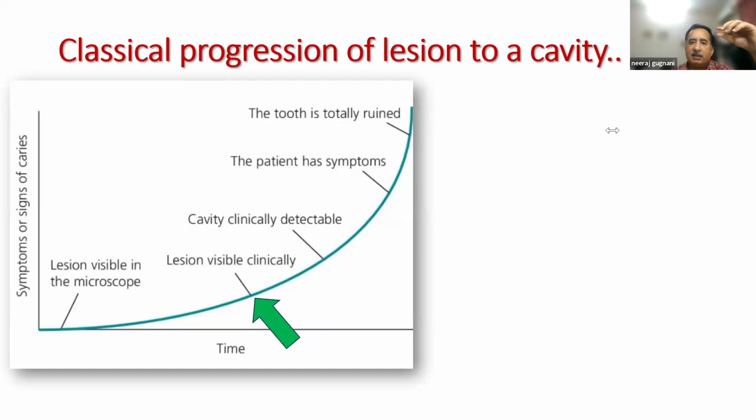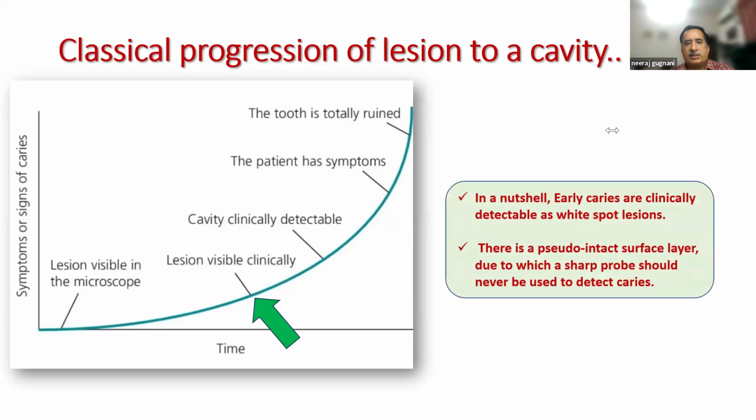So a clinically detectable cavity comes much after the lesion is clinically visible. The lesion is visible as a white spot lesion, maybe on the occlusal surface or maybe on the facial surface. And on the proximal surface, if you take an X-ray and find radiolucency, you need to check whether it is cavitated or not, because there are lesions which are still not cavitated, but would present as a radiolucent area between the two proximal zones of the tooth. So in a nutshell, early caries are clinically detectable as white spot lesions. There is a pseudo-intact surface layer due to which a sharp probe should never be used.